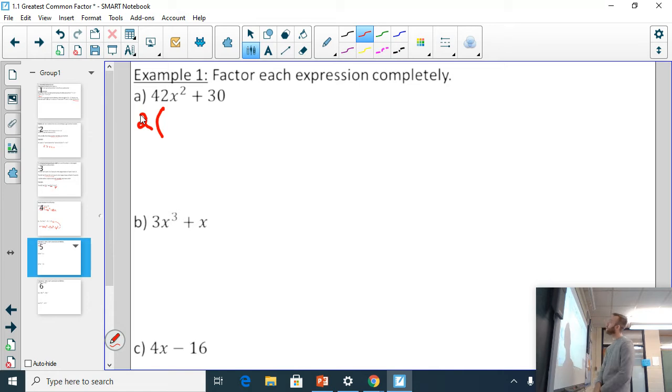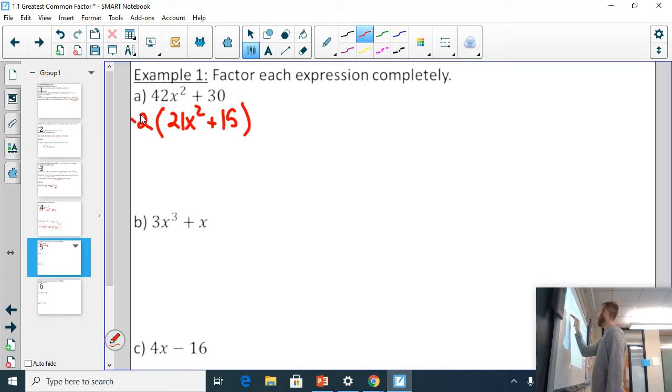And then I'm asking 2 times what is 42x squared? Or you can do 42x squared divided by 2. And the answer to that is going to be 21x squared, right? Because if we were to multiply 2 times 21, we'd get 42, and then that x squared out front. And then here, plus 30, 2 times what is going to get us 30, and that's 15. Oh, I noticed that this something can happen even more, right?